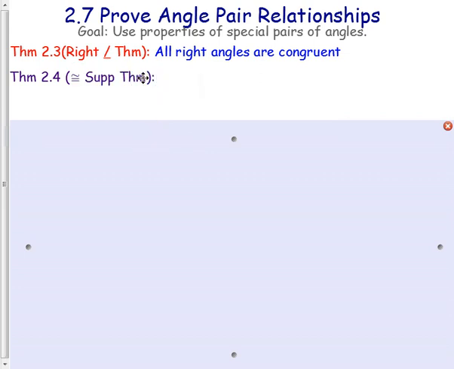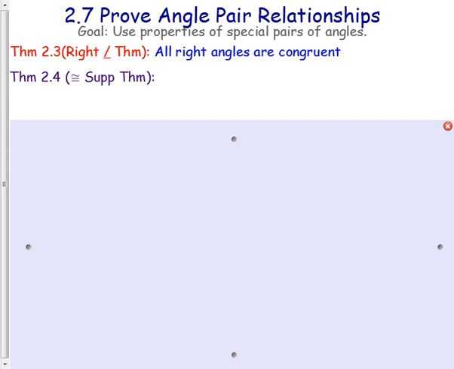Section 2.7, prove angle pair relationships. So our goal is to use properties of special pairs of angles. Our first theorem, called 2.3, when using theorems, we're not going to use the theorem number because theorems change from book to book. We are going to use names. So this is called the right angle theorem. This says that all right angles are congruent.